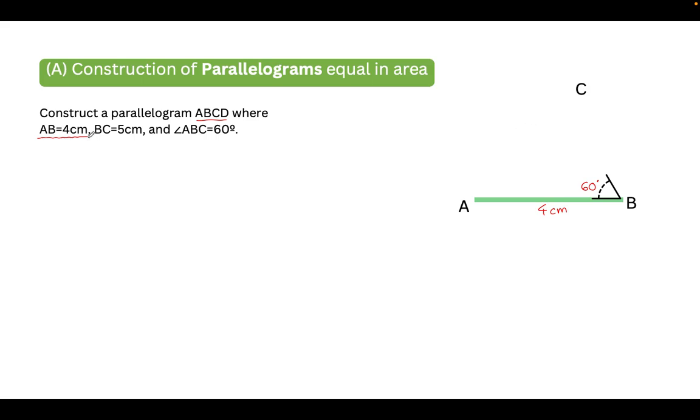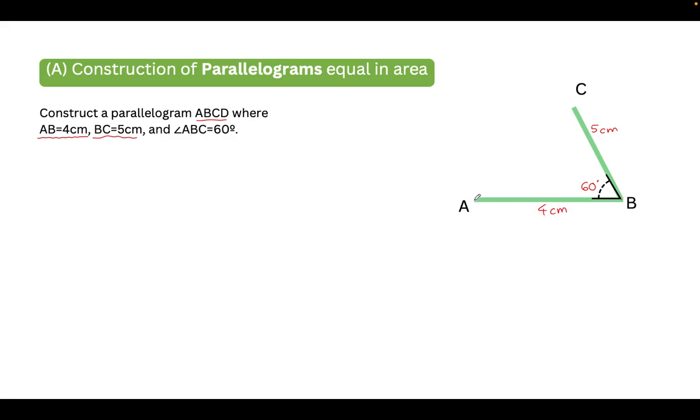Now we have BC equal to 5 centimeter. So we will construct a line that is 5 centimeter long with a scale. So this is a 5 centimeter long line constructed with a scale. Now for a parallelogram, the opposite sides must be equal and parallel. So AD must be 5 centimeter and CD must be 4 centimeter.